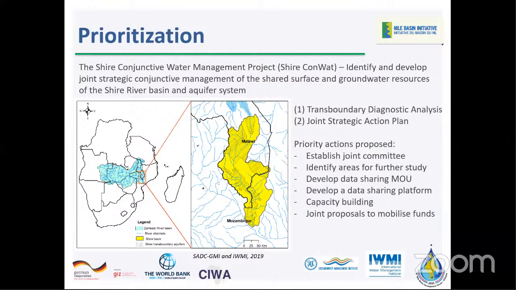Another relevant study from Malawi is the Shire Conjunctive Water Management Project that was undertaken by SADC GMI and the International Water Management Institute. Here, a transboundary aquifer diagnostic analysis was done for the Shire River Basin that's shared between Malawi and Mozambique and forms part of the larger Zambezi River Basin. Issues that arose from the diagnostic analysis were a lack of groundwater data, potential impacts on the basin from climate change, and clear evidence of diminishing water quality. A strategic action plan was then developed in order to plan how to best deal with these specific problems as a priority.